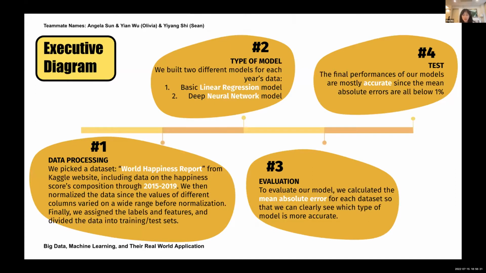First, we researched and picked a specific dataset called World Happiness Report from the Kaggle website, which includes data on the happiness scores composition through the years 2015 to 2019. We then normalized the data since the different columns varied on a wide range before normalization. Finally, we assigned the labels and features and divided the data into training and test sets.